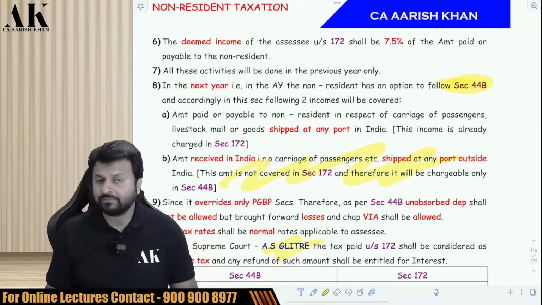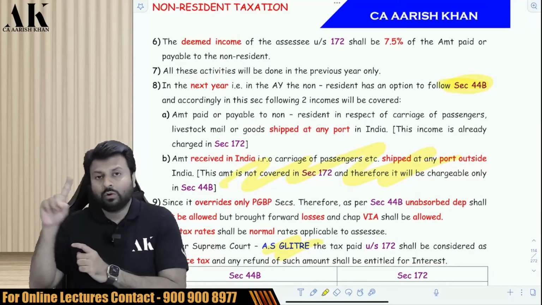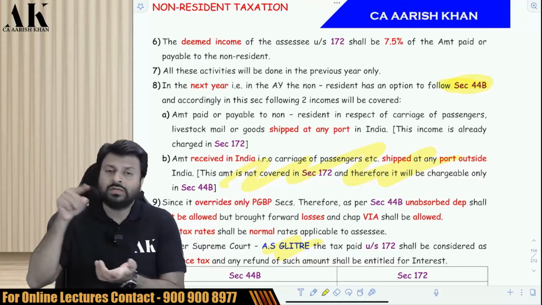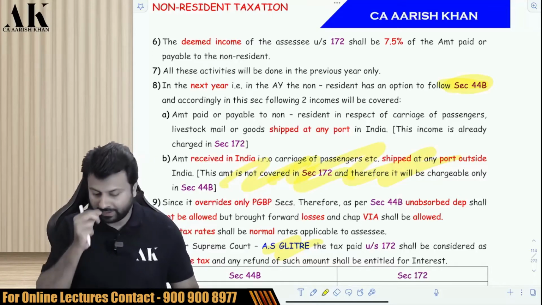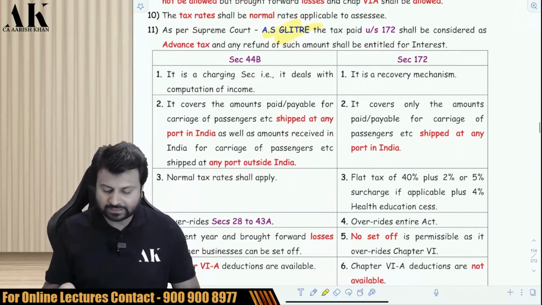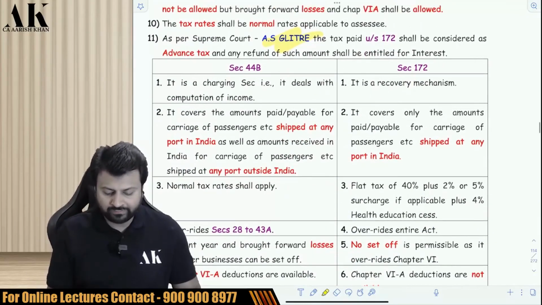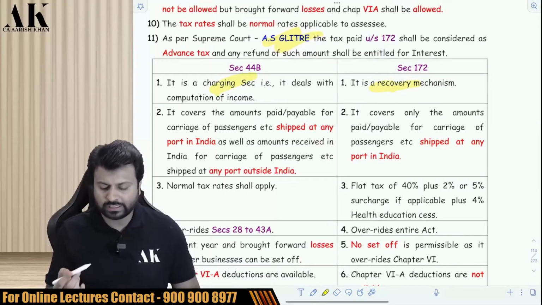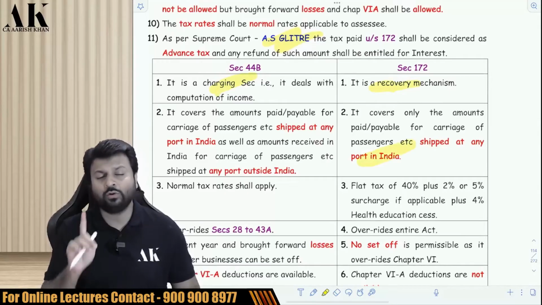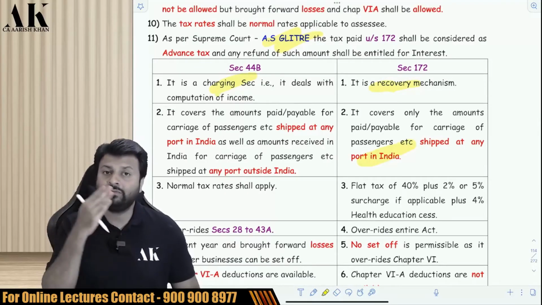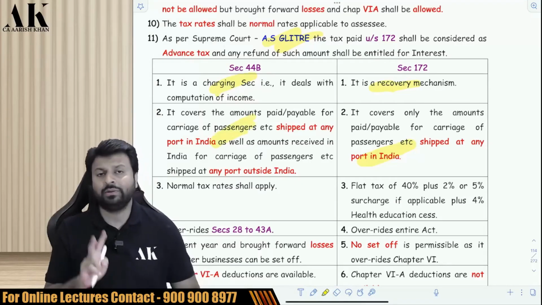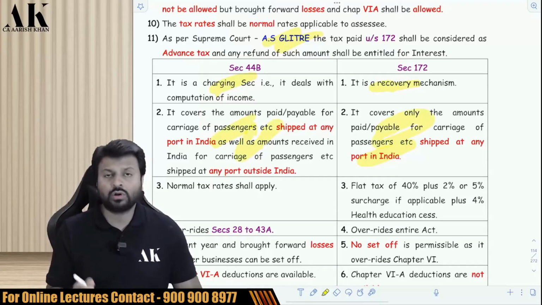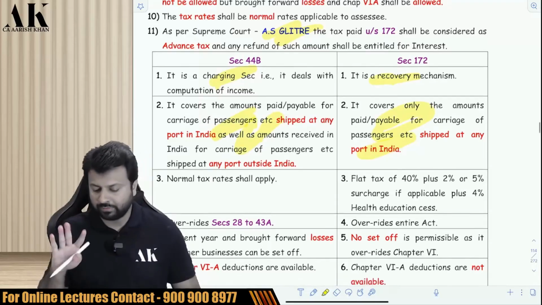44B. So 44B covers two incomes: one which is covered in 172 also, and second which is not covered in 172. Now I have kept some differences between the two. 44B is a charging section, 172 is a recovery mechanism. 172 only covers one income, which income? Where the goods are leaving India, where the ship is leaving India. But 44B covers two incomes: this income is also covered, and one more income, Singapore, Dubai, Dubai, Singapore, which I have told you.